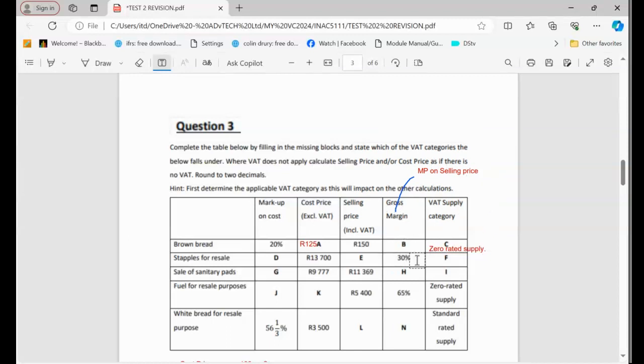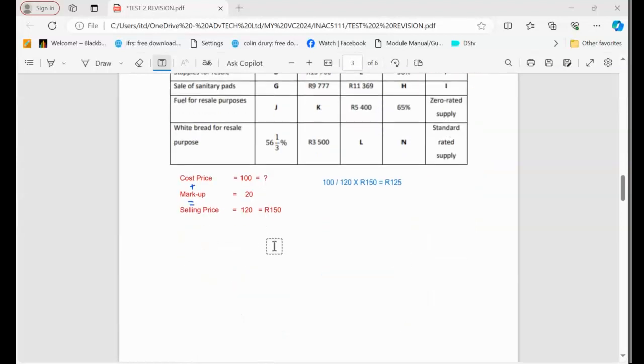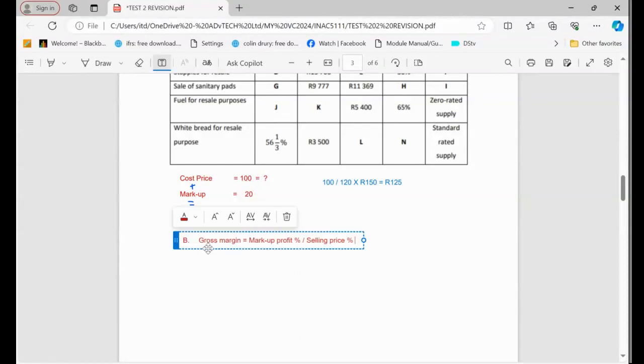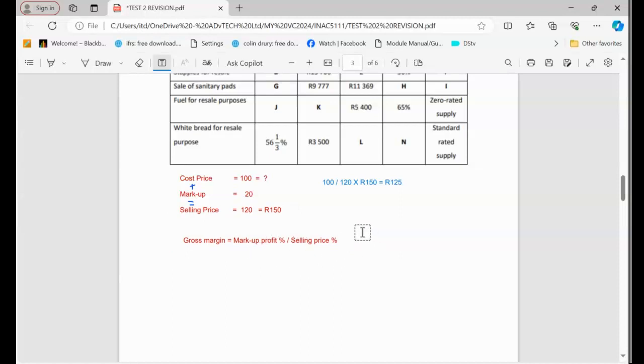So again, before you can calculate this B, you need to be able to know the formula. What was the formula? Remember we learned about this formula before. The formula for gross margin. Remember, the gross margin equals, I'm going to put it down here, as you can see, markup profit divided by the selling price.